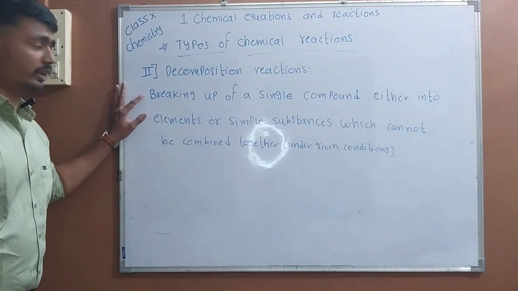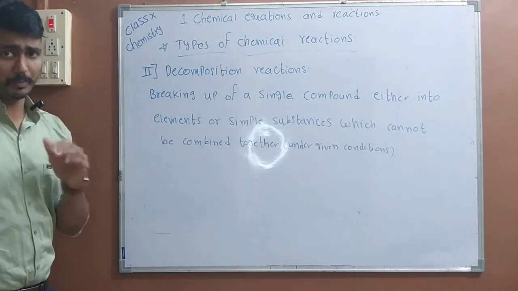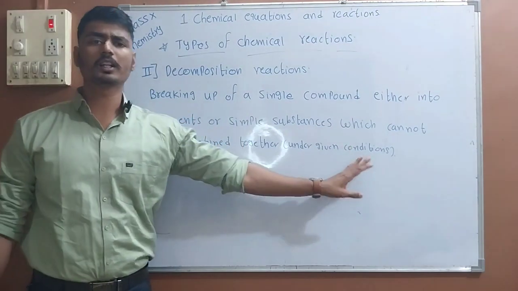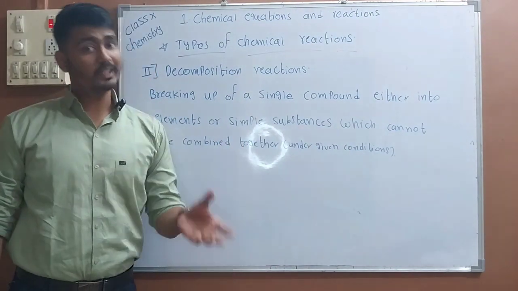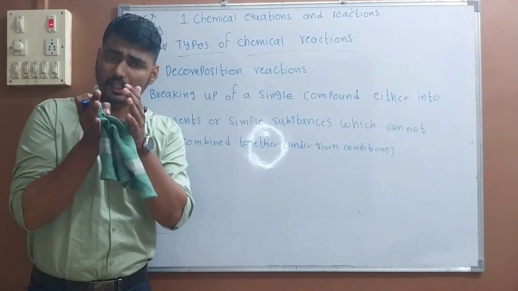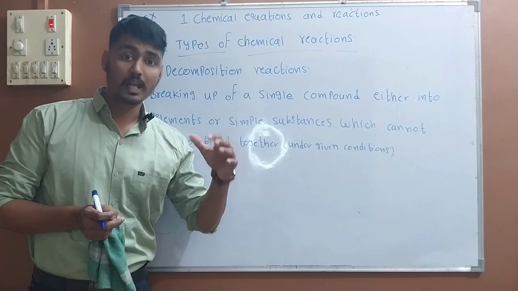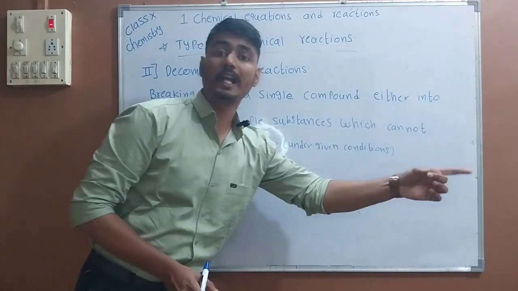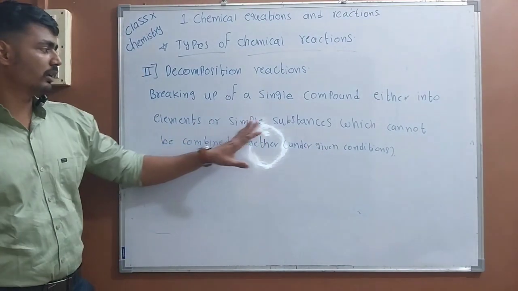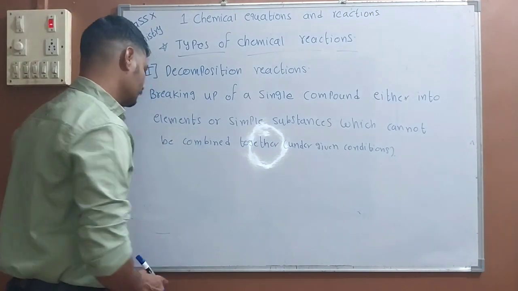So, what is the definition of decomposition reactions? Breaking up of a single compound either into separate elements or simple substances which cannot be combined together under given conditions. Why have we written this? We can combine them afterwards. Suppose we decompose a compound into simpler substances and elements. Again, those elements can be combined, but that will be a combination reaction. So under certain conditions, those simpler substances cannot be combined together. That is called a decomposition reaction.